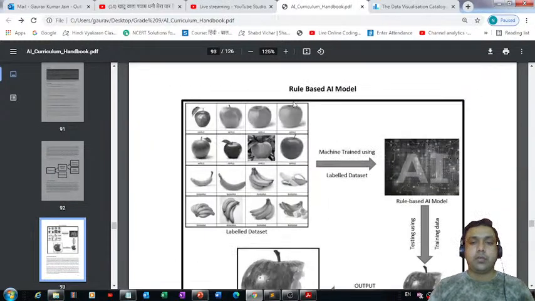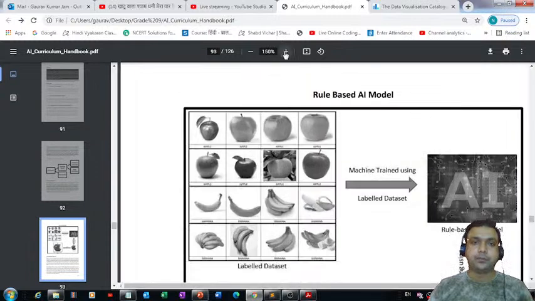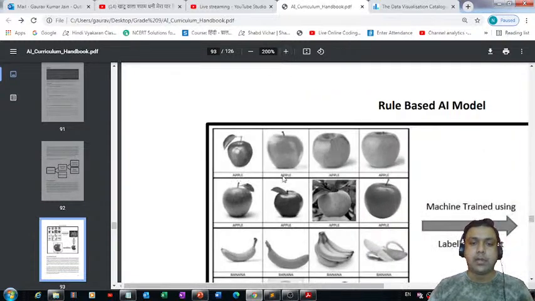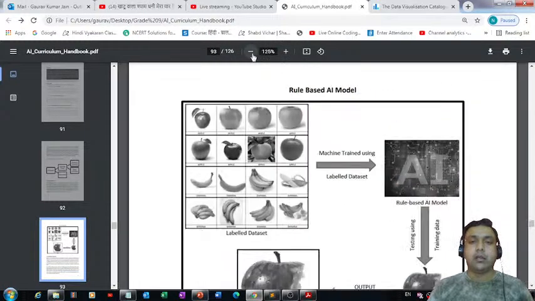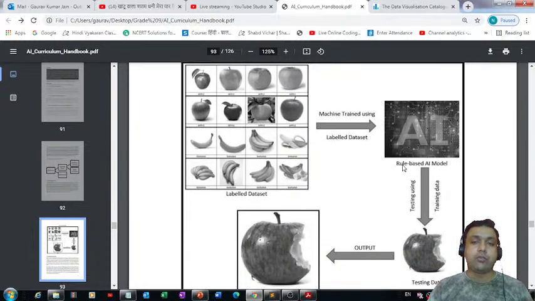So there is this example which is given to us over here. We have some labeled data with us, right? So we have some apples, we have some bananas, and all are labeled. These are labels: apple, apple, apple. So a rule-based approach works on labeled data. Remember this thing. So you are using this labeled data to train your machine, and there are some rules you have fed to this machine. Now using these rules, it will analyze this labeled data.